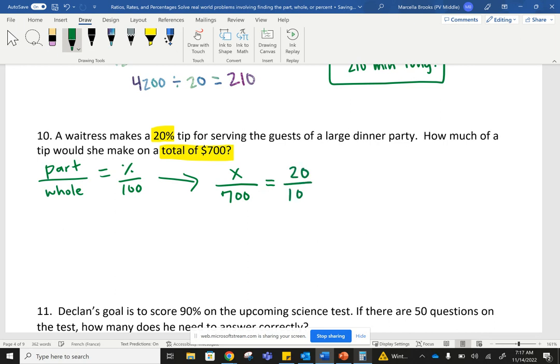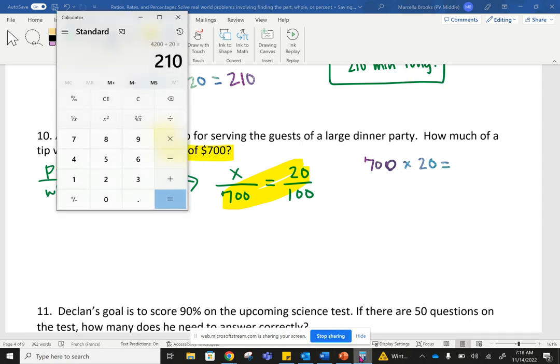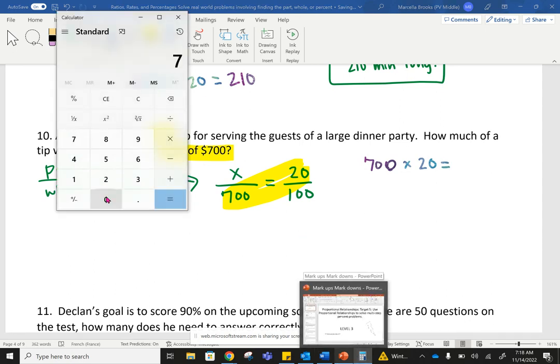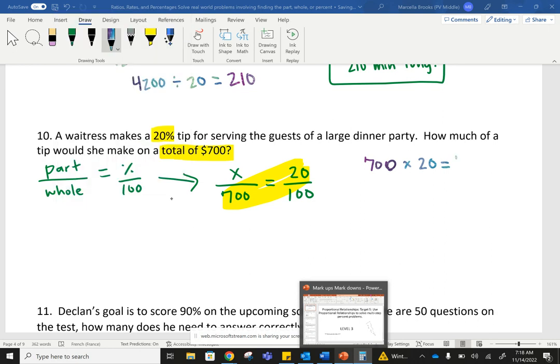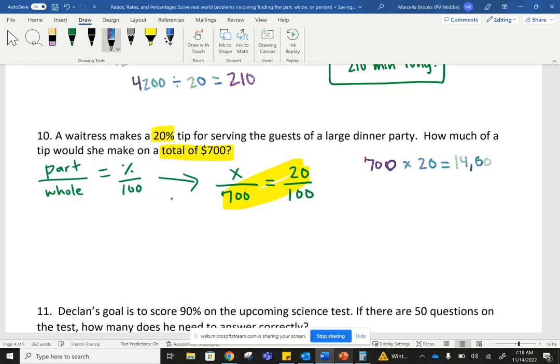20% over 100. All right, we're going to cross multiply. 700 times 20 equals 14,000. 14,000, and then we divide by the number that's left. So 14,000 divided by 100.